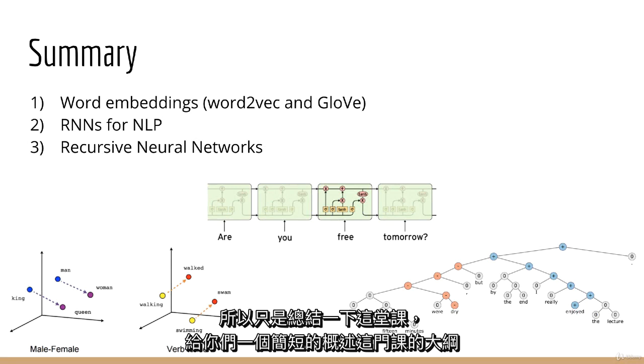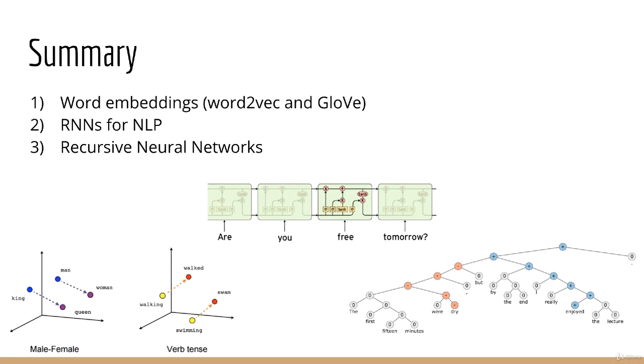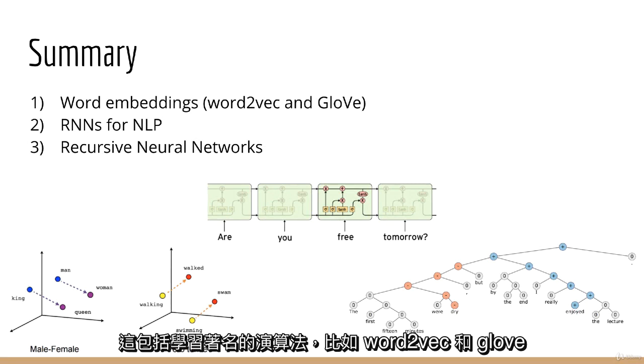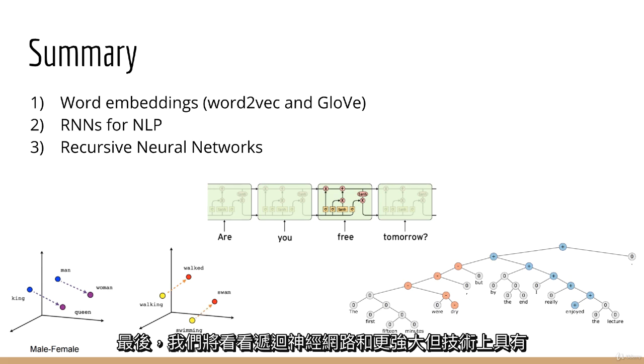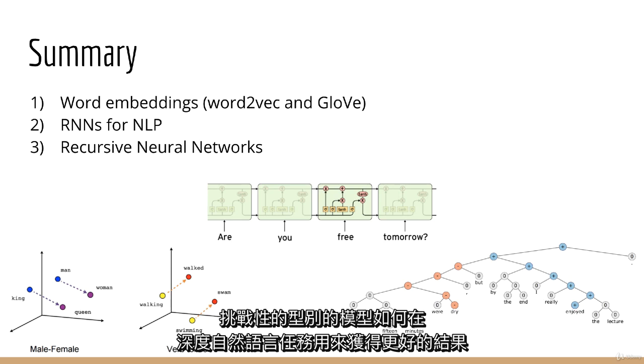So just to summarize this lecture and give you a short overview of the outline of this course. First, we're going to look at word embeddings. This is going to involve learning about famous algorithms like Word2Vec and Glove. Second, we're going to look at how RNNs can be used to solve deep NLP tasks. And finally, we're going to look at how recursive neural networks, a much more powerful but technically challenging type of model, can be used to obtain superior results on deep NLP tasks.